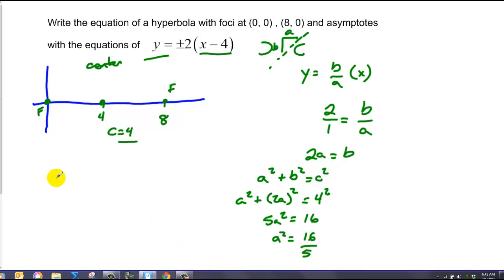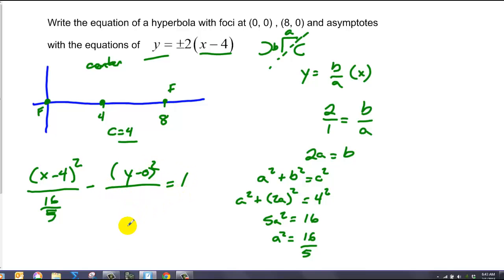Now, if that's the case, and I'm going to write my equation, knowing that this goes sideways here, I have my x term first, so that's (x minus 4) quantity squared. The a squared term always goes first, so that's over 16 over 5, minus, now my y term is just y minus 0, I'll put the 0 in, over b squared equals 1.